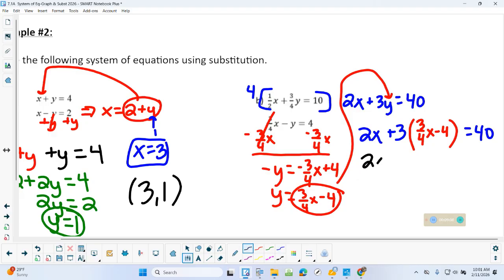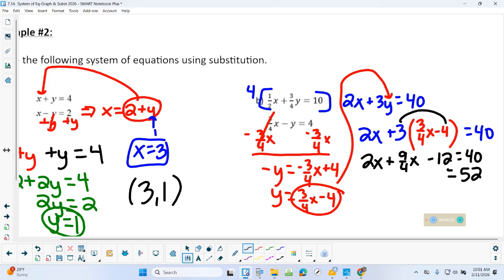All right, let's distribute 3 through. Now, 3 times 3, 9. 9 over 4. Or if you like a mixed number, that's 2 1/4. Okay, 3 times 4. Okay. Now, obviously, the easy thing, we're going to add the 12 over. I'm going to just go to 52.